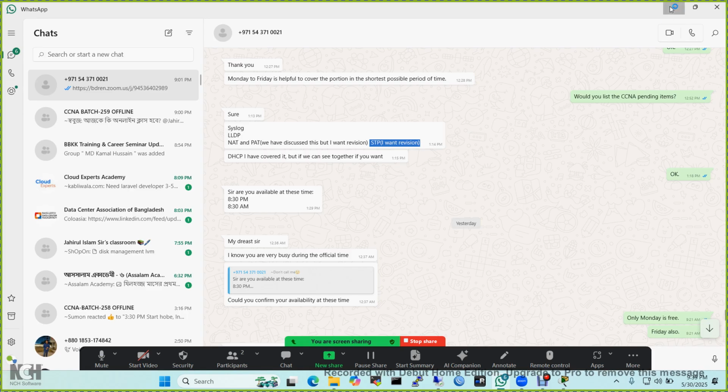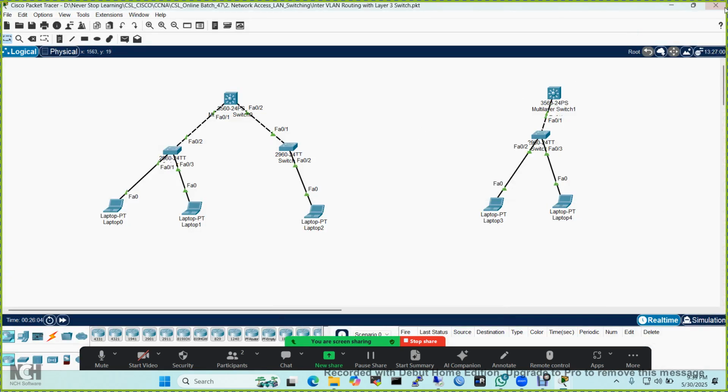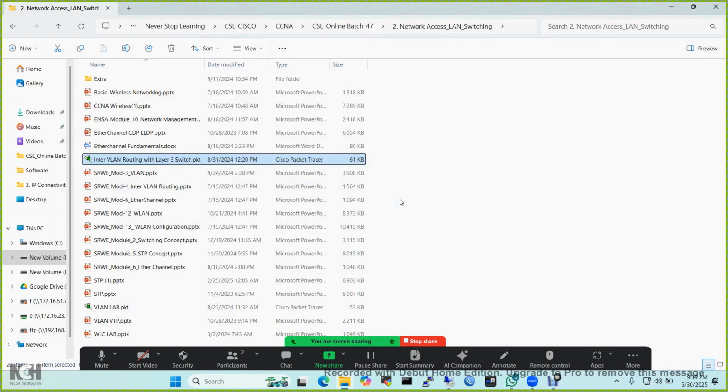I am going through these topics fast. Okay, STP. Why do we use STP? Can you explain? We use STP to avoid redundancy or looping. Yes, correct. And there is some core knowledge for STP. STP concepts.